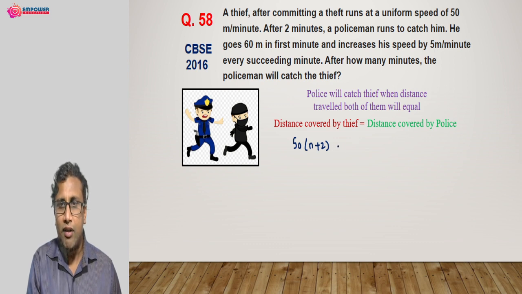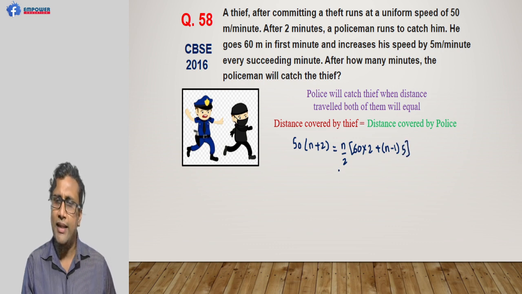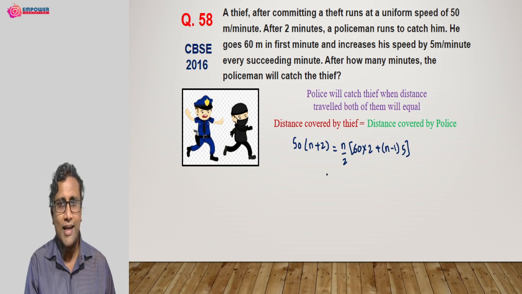What about the distance covered by the police? We have written it as a summation, that is n by 2, if you do remember from the previous slide, 60 into 2 plus (n minus 1), my d is 5, right? So let's solve this one now. For n, there is only one unknown, so we can easily solve that for the unknown n.